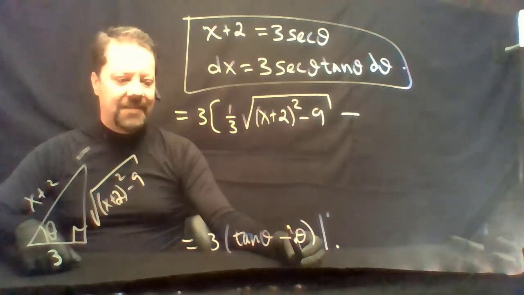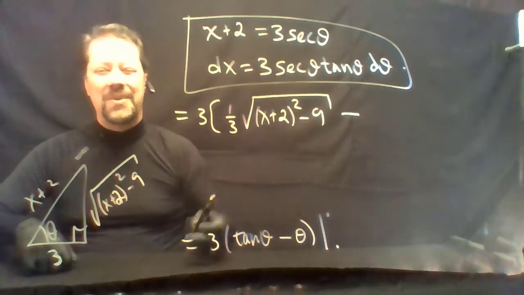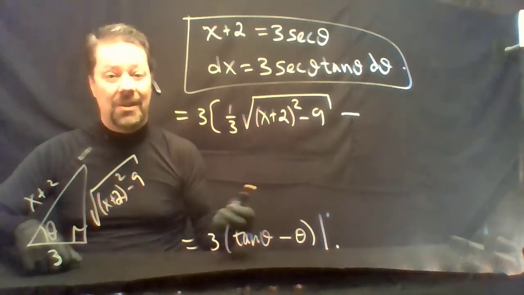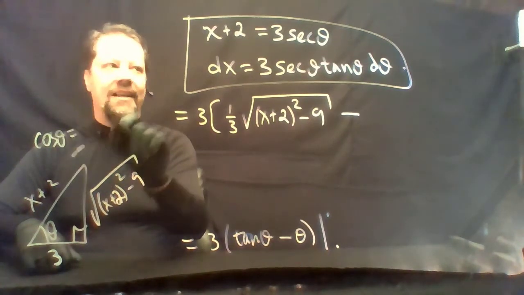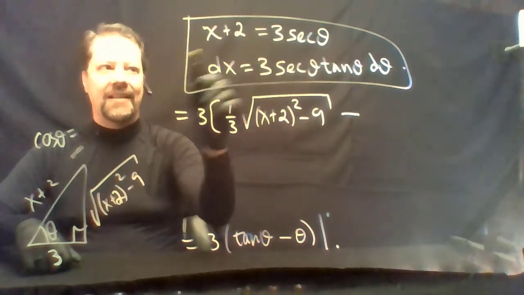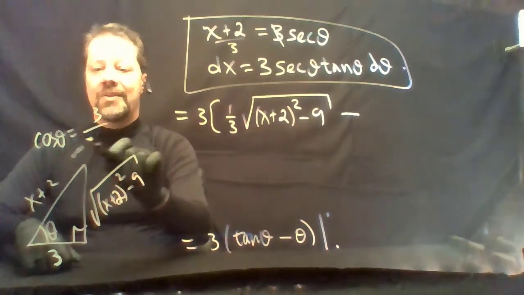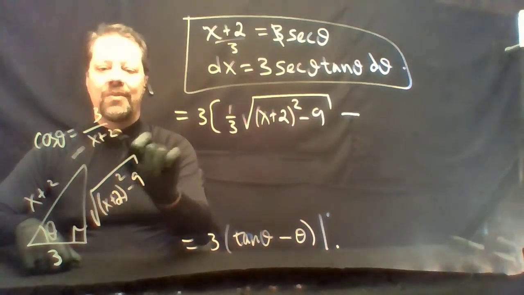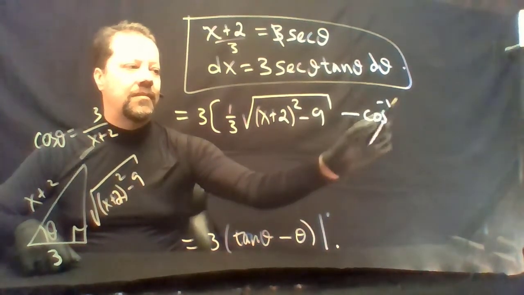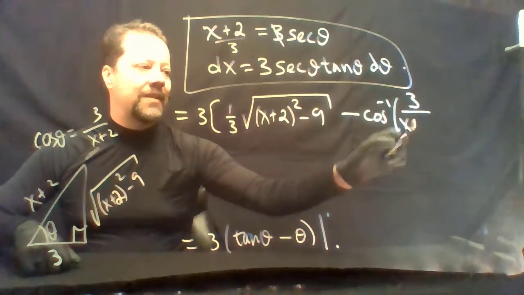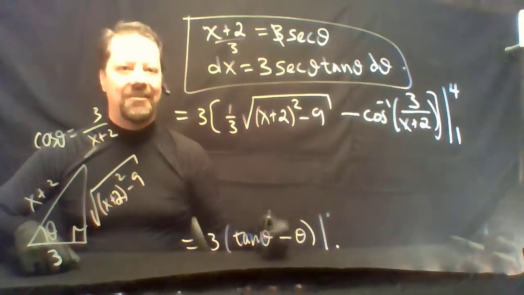Now how about that theta? There are different ways of doing this. I don't really want to use an arc secant. Arc cosine might be easier to deal with. Cosine theta is the reciprocal of secant. If secant is x plus 2 over 3, cosine theta will be 3 over x plus 2. I'll use arc cosine then of 3 over x plus 2. We're evaluating, remember, from 1 to 4.